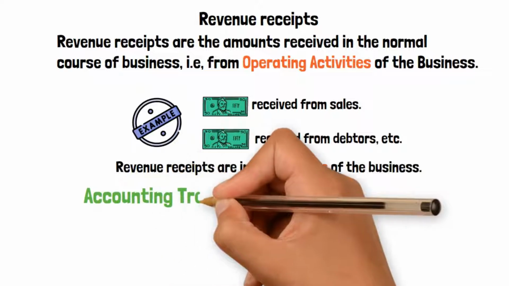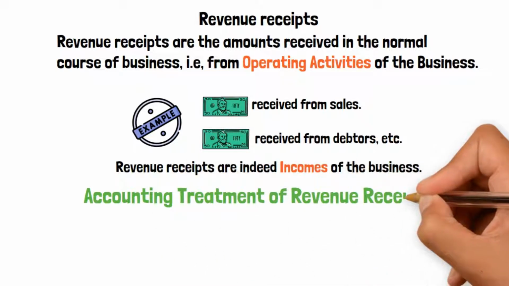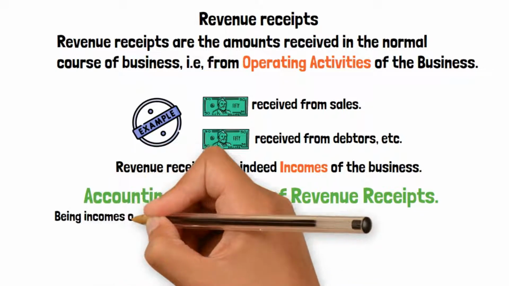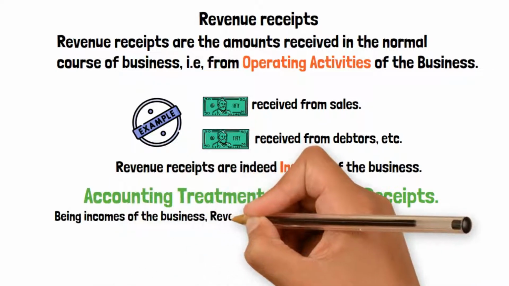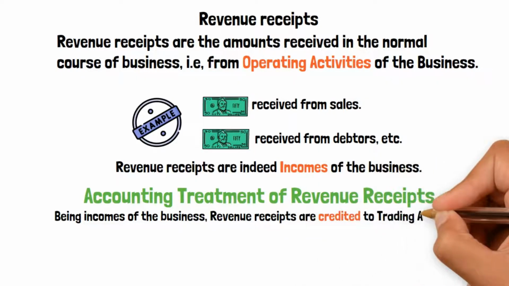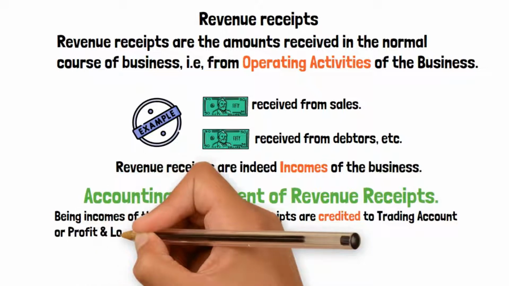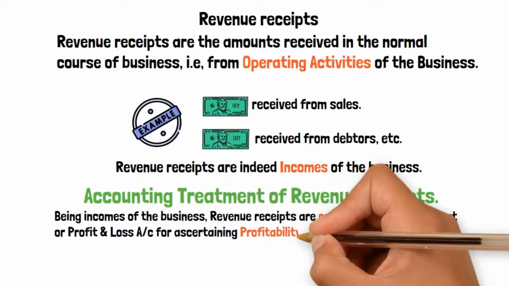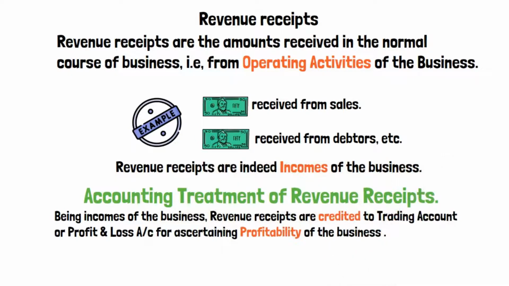Accounting treatment of revenue receipts. Being the incomes of the business, revenue receipts are credited to the trading account or profit and loss account for ascertaining profitability of the business.